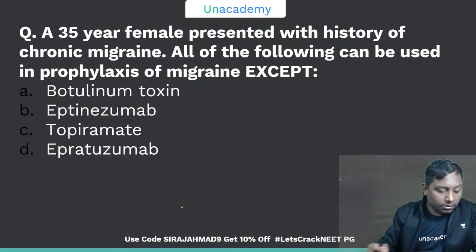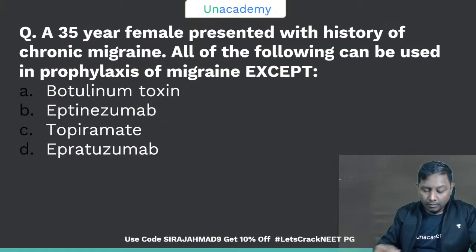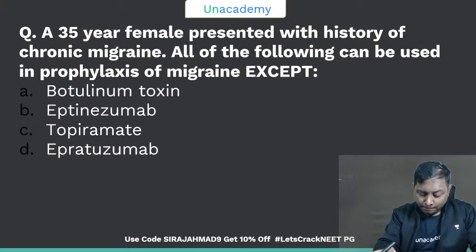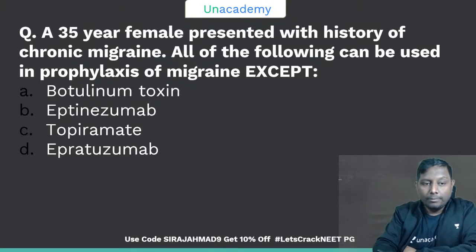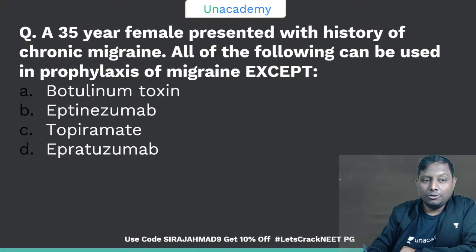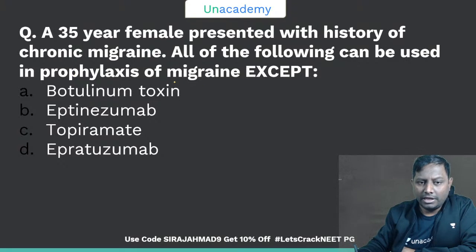Please let me know the correct answer, guys. What do you think would be the possible answer? Botulinum toxin, Actiniumab, Topiramate, Epratuzumab. Let us see how many of you can get this easily. The question is asking which of the following is not used in migraine prophylaxis.